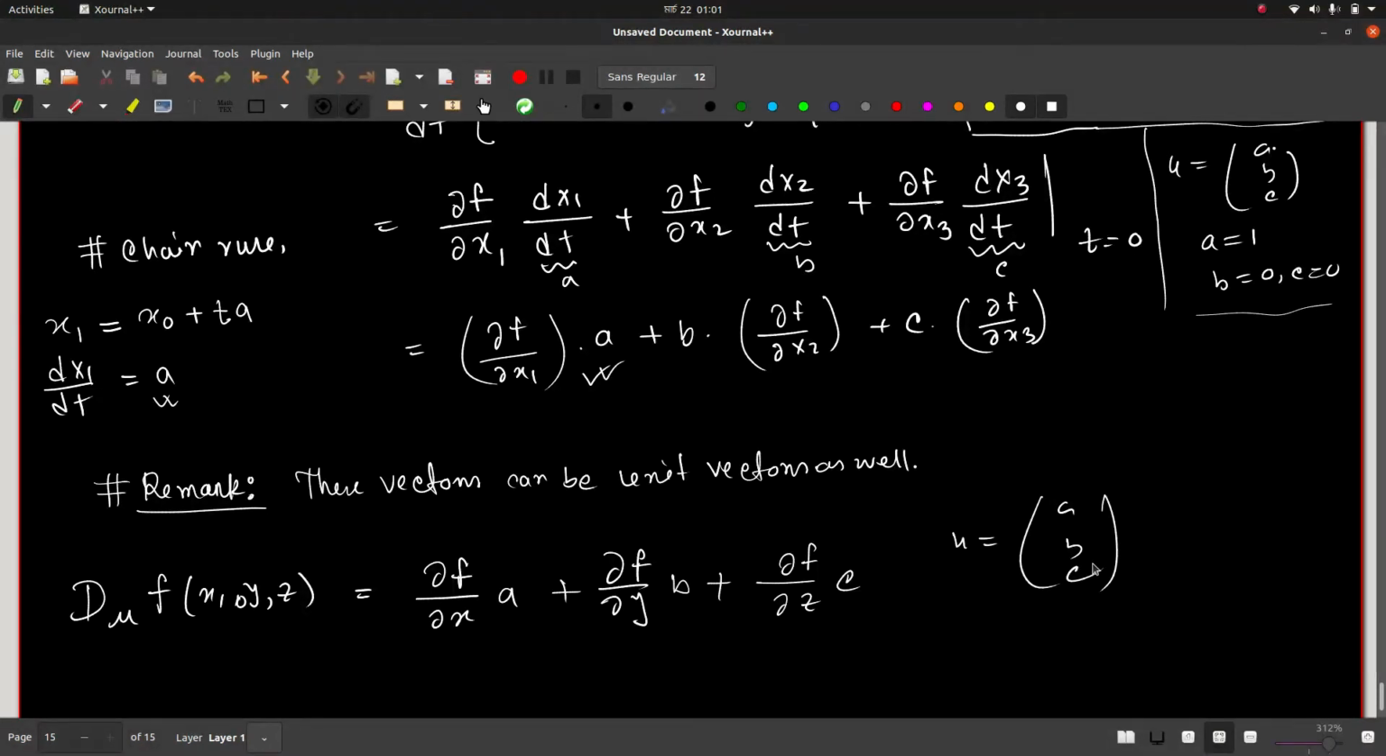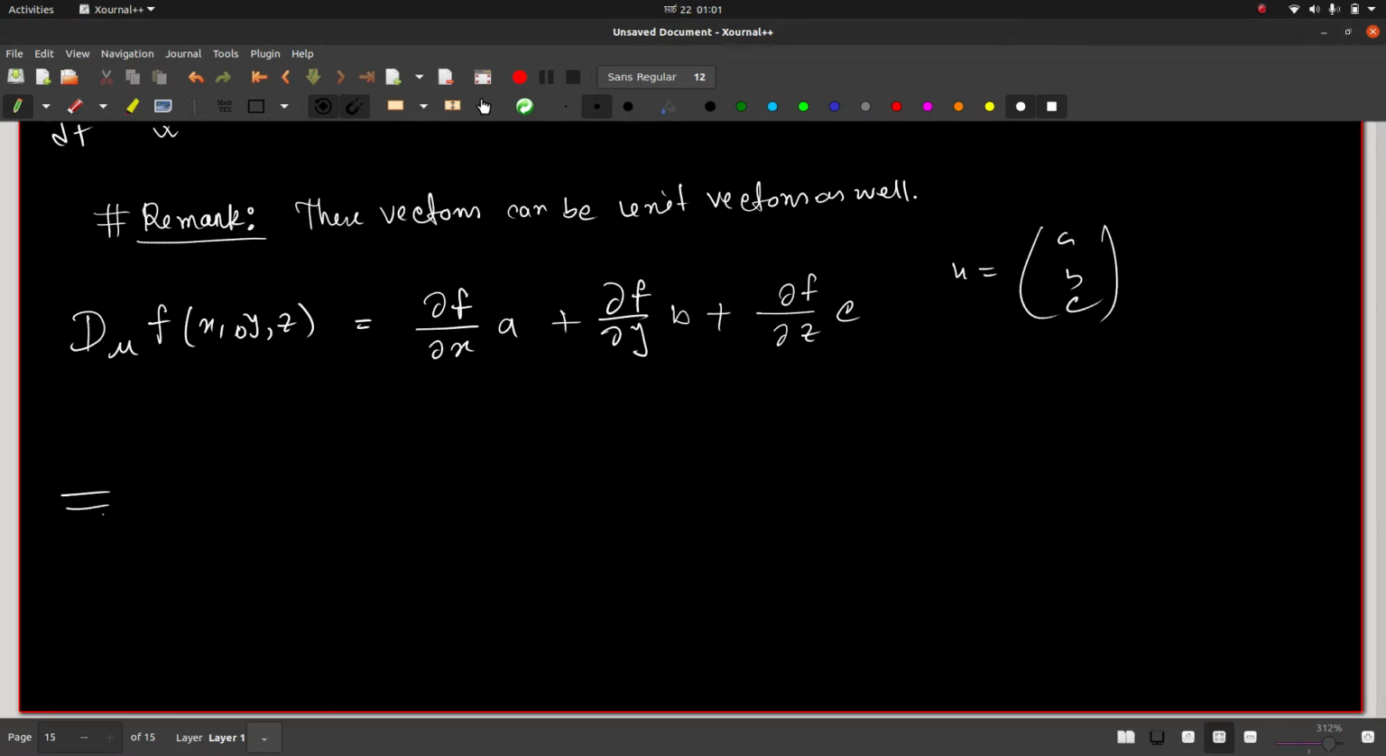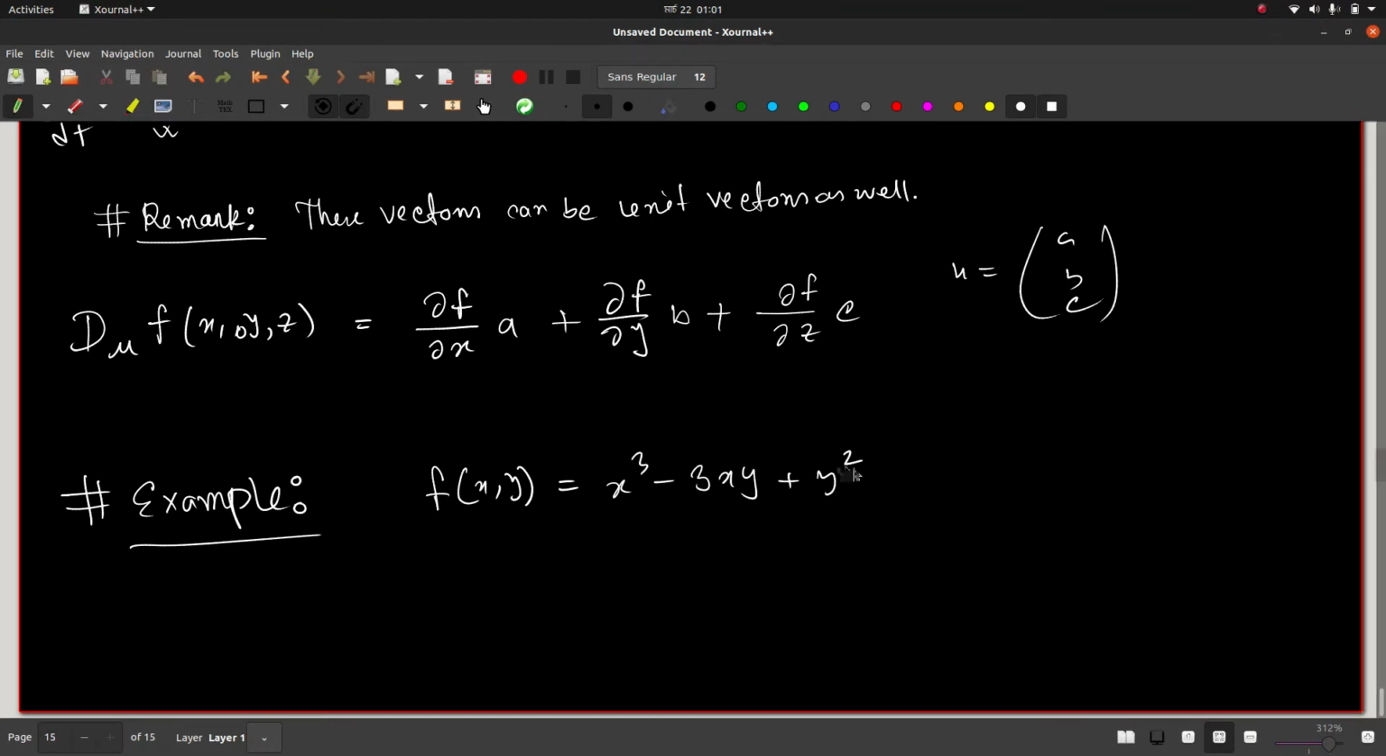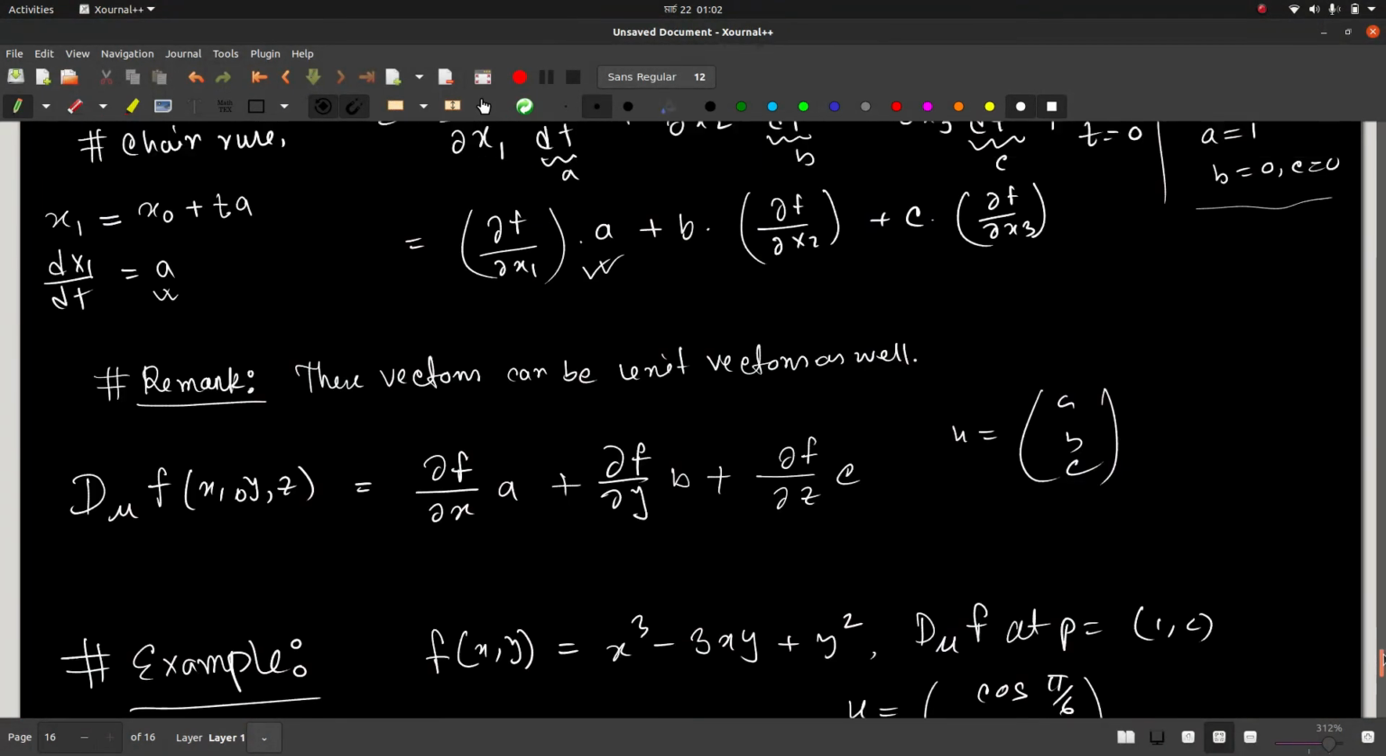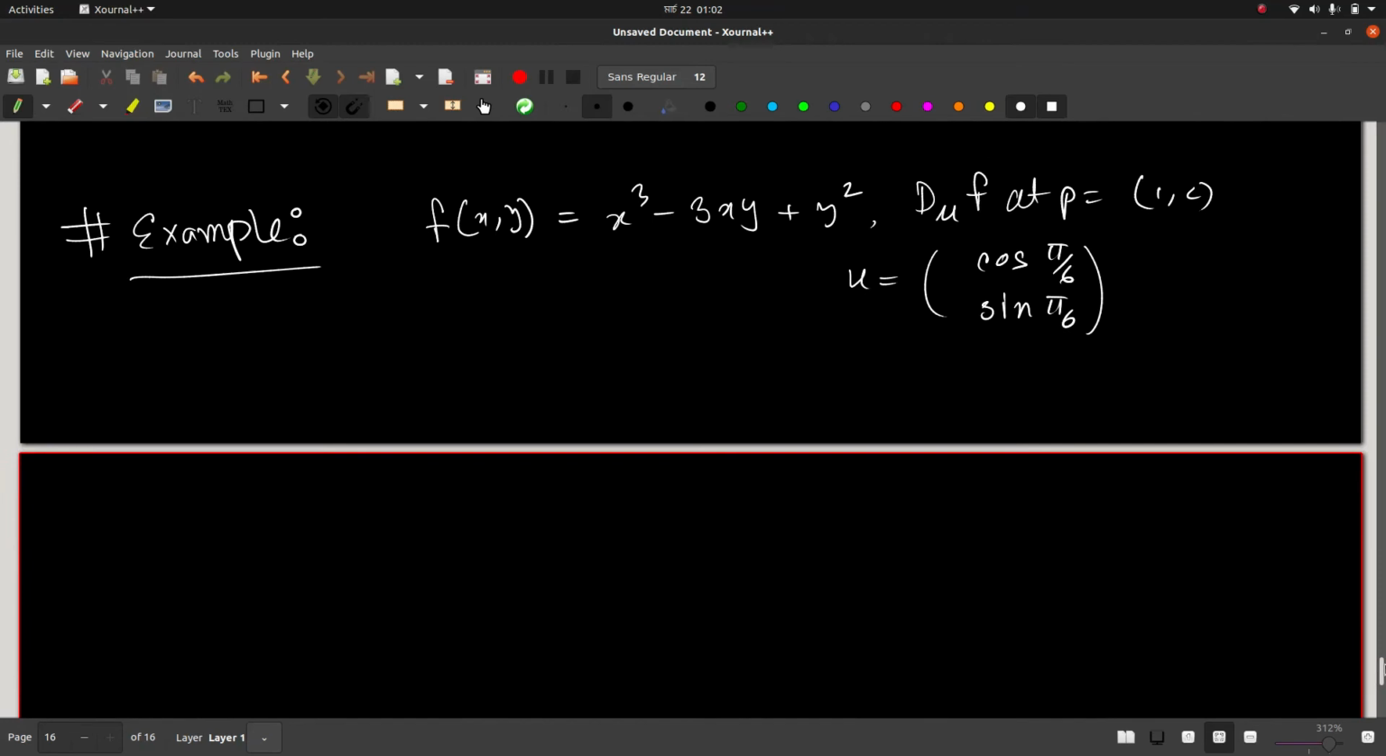But let's now try to do a numerical example of these directional derivatives. So let's consider an example. In our example our function is just a 2-variable function given by x cubed minus 3xy plus y squared. We want to compute this quantity at p equals (1, 2) with u equal to (cosine pi by 6, sine pi by 6), right? So all we have to do is use the formula that we derived a few minutes ago, and we'll be good to go.